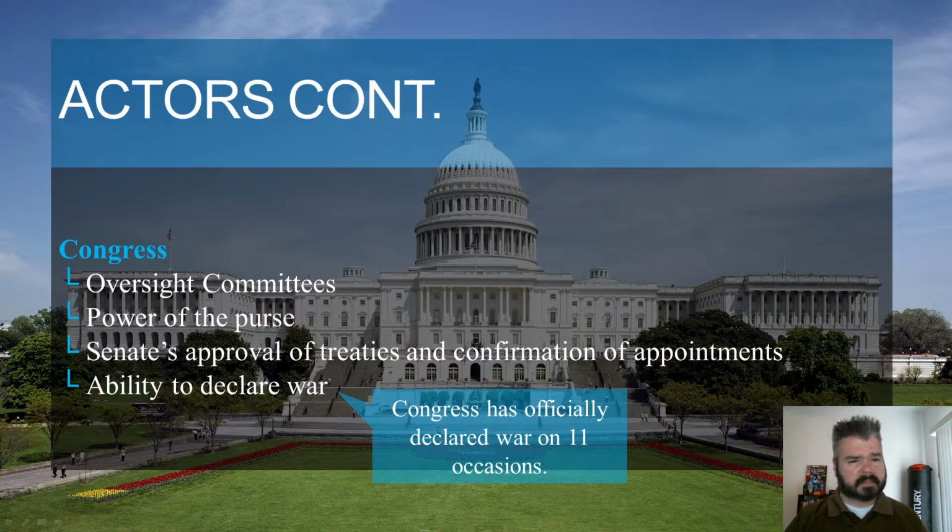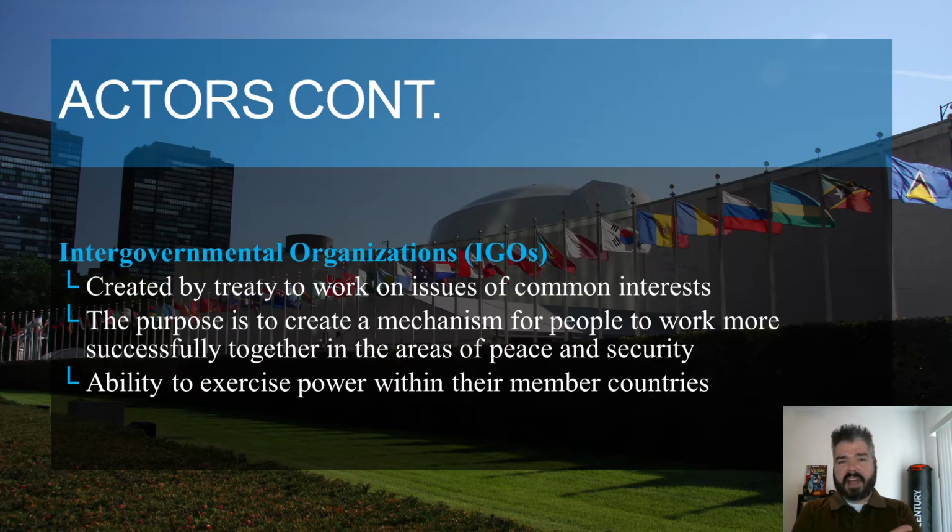Yeah, let's move on. Other actors include Intergovernmental Organizations, or IGOs. These are created by treaty to work on issues of common interest. The purpose is to create a mechanism for people to work more successfully together in the areas of peace and security. The ability to exercise power within their member countries. Right? So if we are a member of the UN, if we are a member of NATO, if we're a member of an IGO, right?